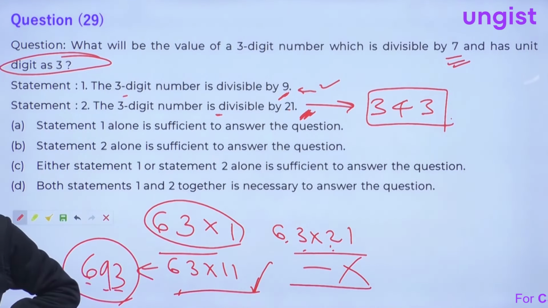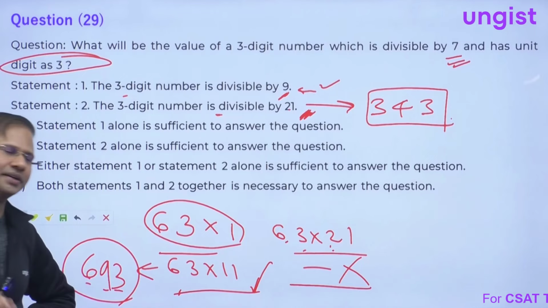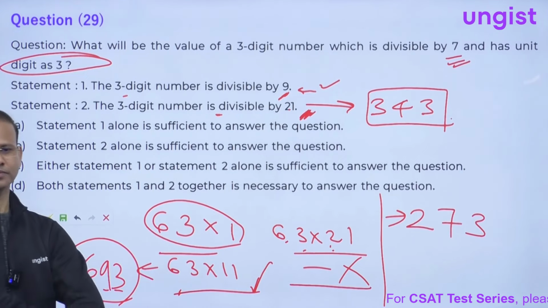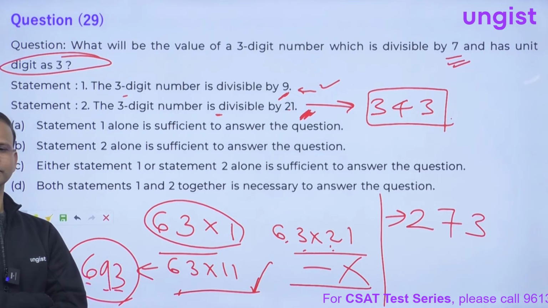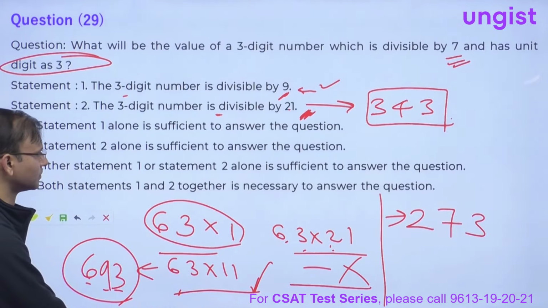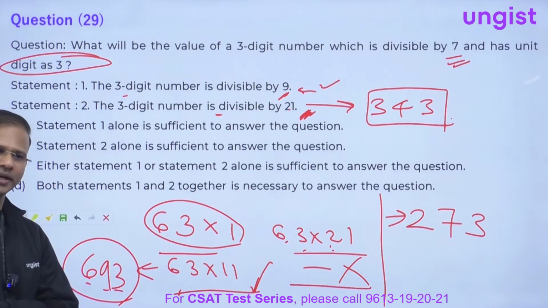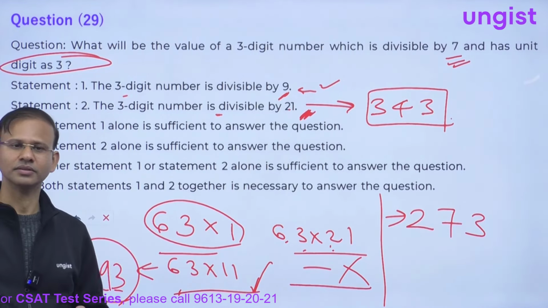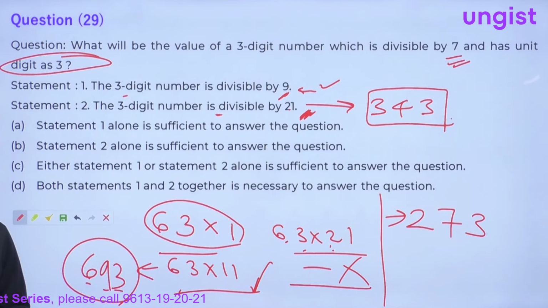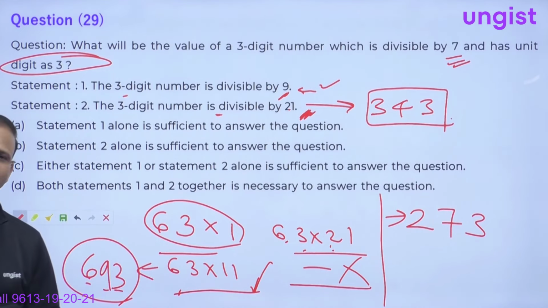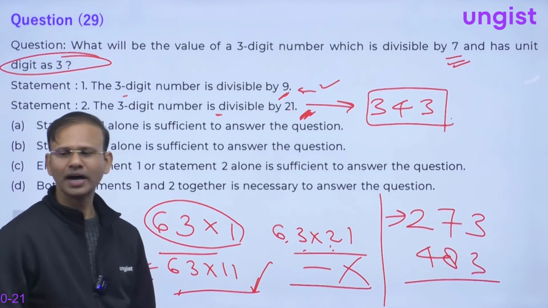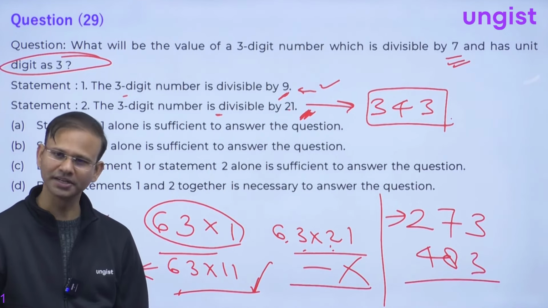Think once more. Tell me one thing, guys, what about this number? This number is a multiple of 21, and this number is ending with 3 also. But this number is not a multiple of 9. Okay, let me tell you one more number, 483. From the second statement, guys, I'm not getting a unique answer.